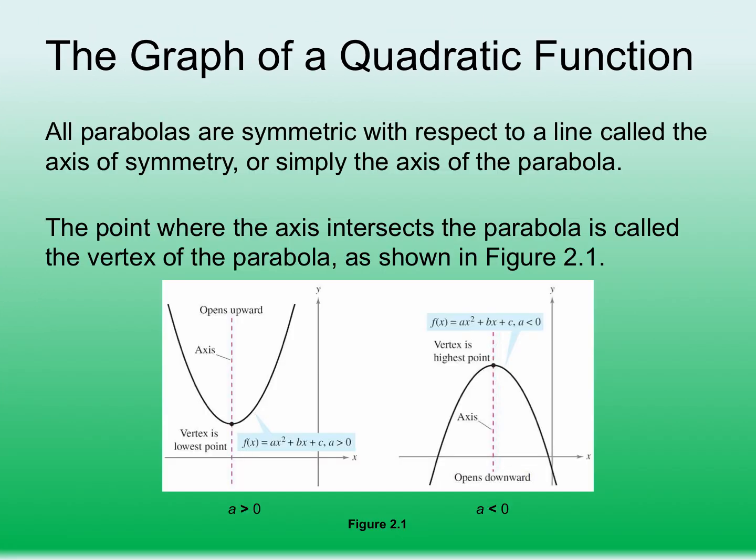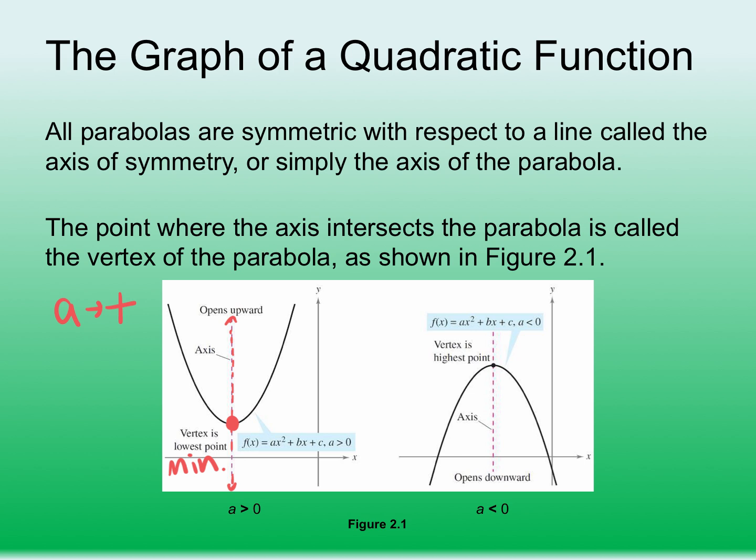So if our a is positive, meaning the number in front of the x squared is positive, our graph is going to open upwards. The vertex is going to be at the lowest point, which means that we have a minimum value. And then our axis of symmetry just goes right through the vertex.